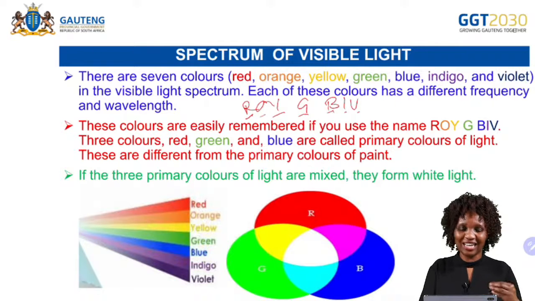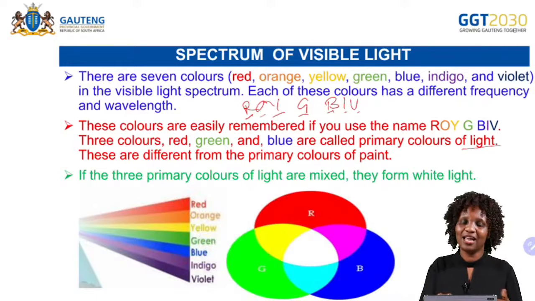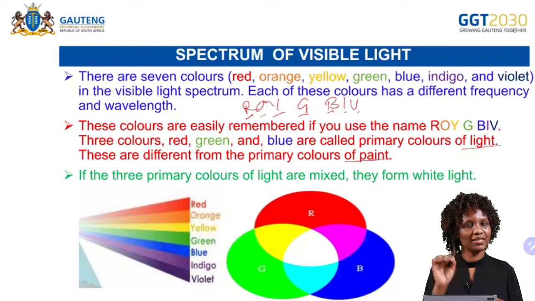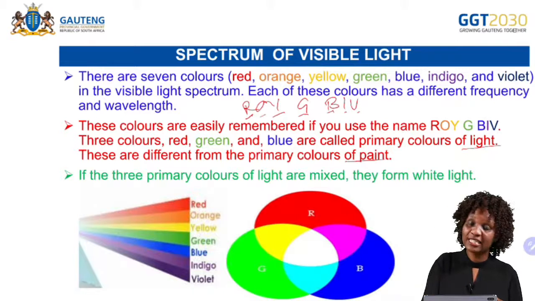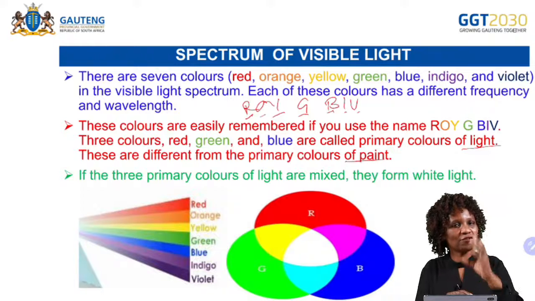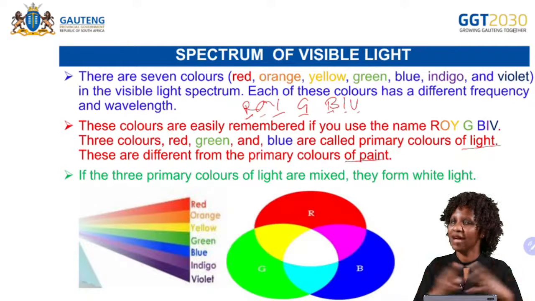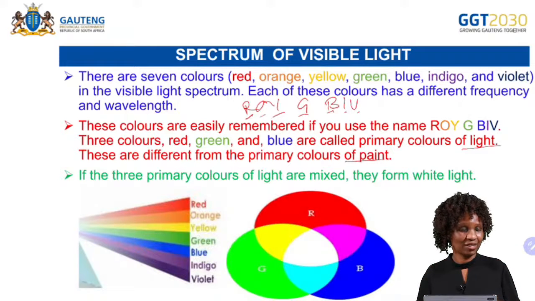The 3 colors, red, green, and blue, are called the primary colors of light. These are different from primary colors of paint. Remember here, the primary colors of light, we have said it is what? Red, green, and blue. They are different from the primary colors of paint. And the primary colors of light, when combined together, give us white light. Do you get that, grade 8?